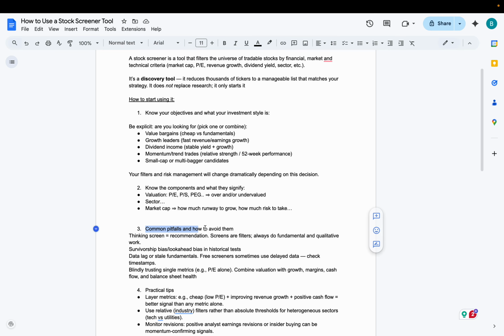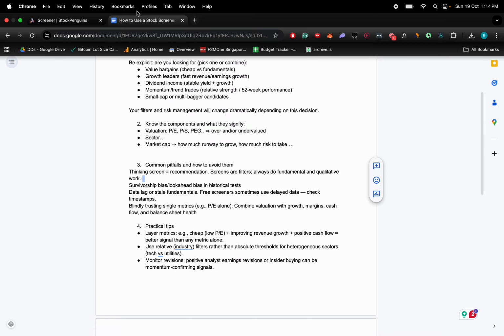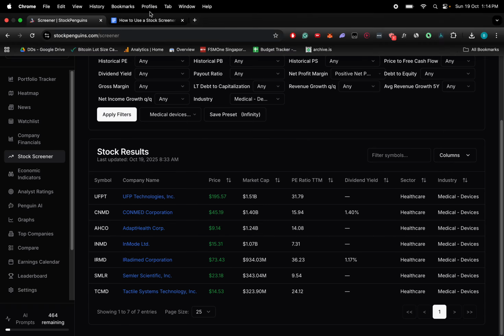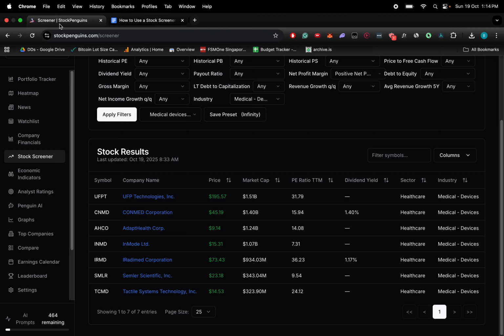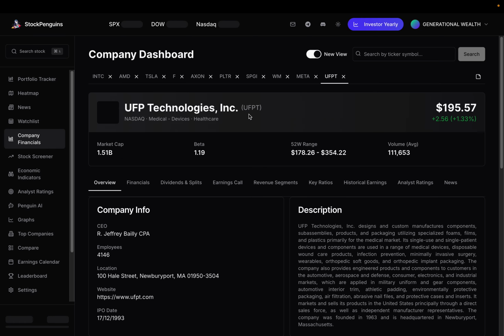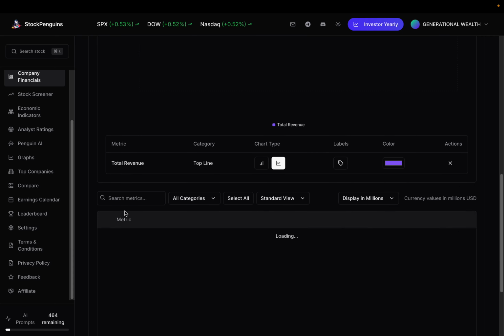So now, moving on to the common pitfalls and how to avoid them when using a stock screener. The first is to avoid thinking that a screen equals a recommendation. Screens are filters. Besides that, you shouldn't just, like I mentioned, buy and sell based on this outputted list. You should always conduct fundamental and qualitative checks. So you should deep dive into, say, this company's financials.